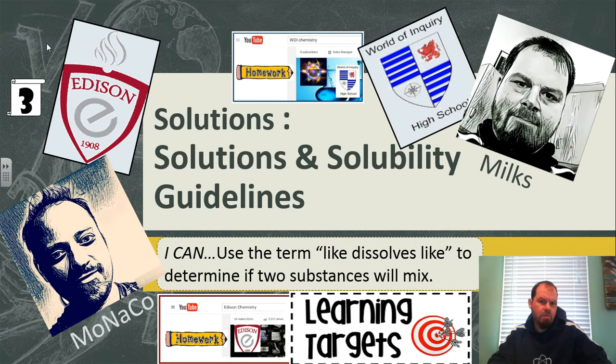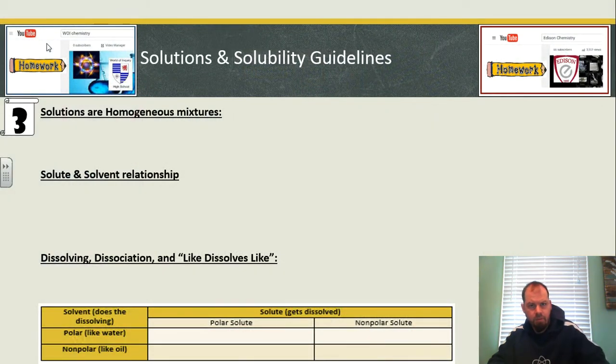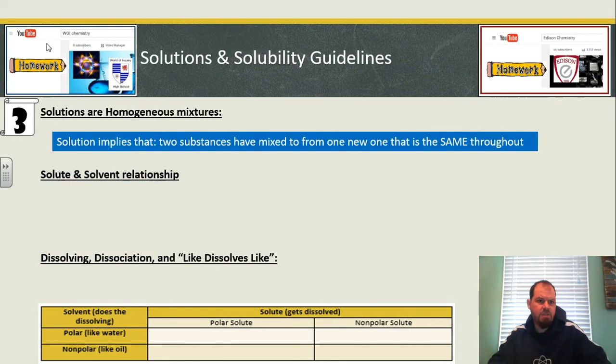And then also, you'd be able to use the "like dissolves like." Not so hard to do. Once you learn what "like dissolves like" means, you determine if two substances will mix or not. So we're going to blow through some early notes and then get into the meat and potatoes of what this unit or this video is about.